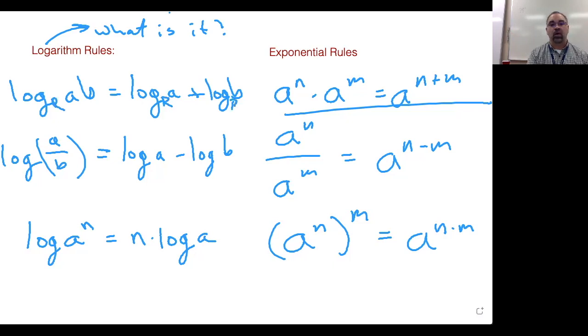Yeah, it doesn't matter what R is. It can be any base. The rules for logarithms are the same. So as we get further into our work this chapter, you're going to see that we're going to invoke a lot of those rules for logarithms.